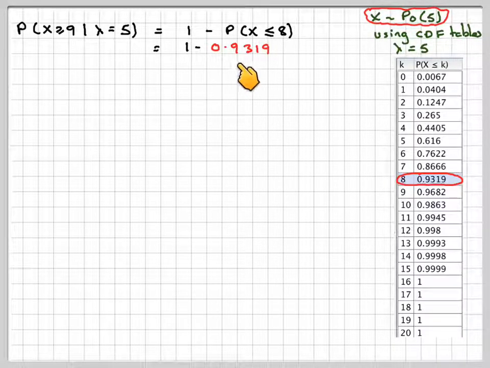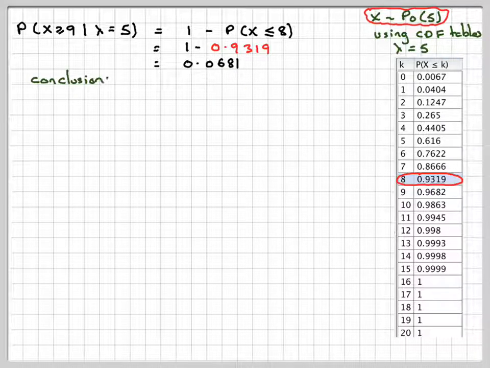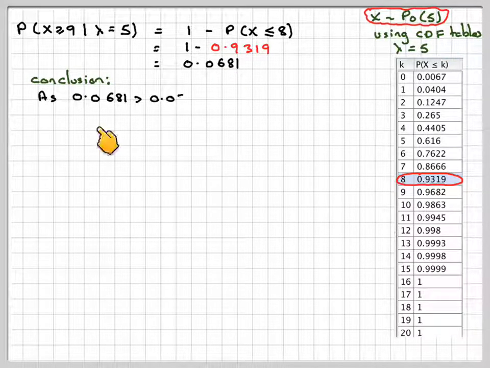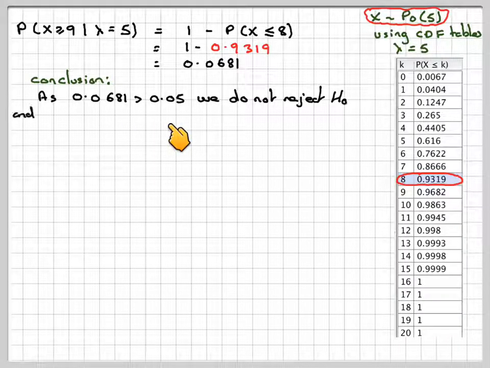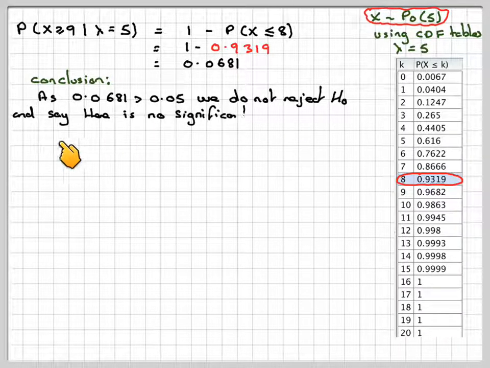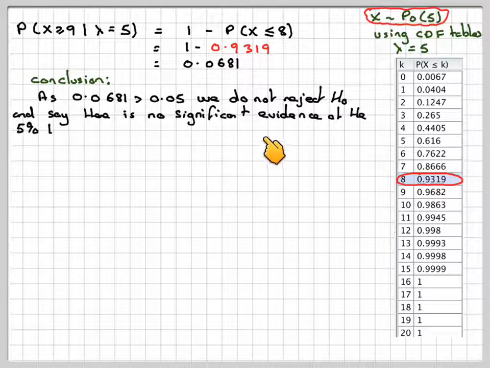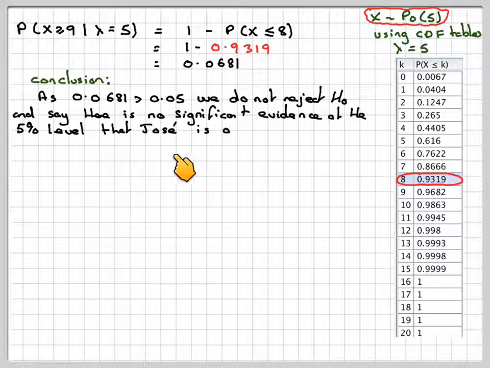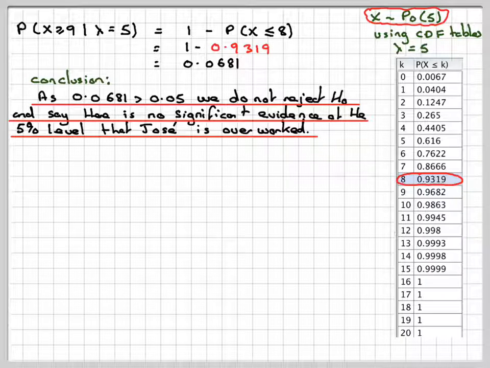So we need to do 1 minus 0.9319, which gives me 0.0681. The conclusion will be, well, as 0.0681 is bigger than 0.05, we do not reject H0, and we say there's no significant evidence at the 5% level that Jose is overworked. This is a p-value. This is 6.81%, and this is 5%.